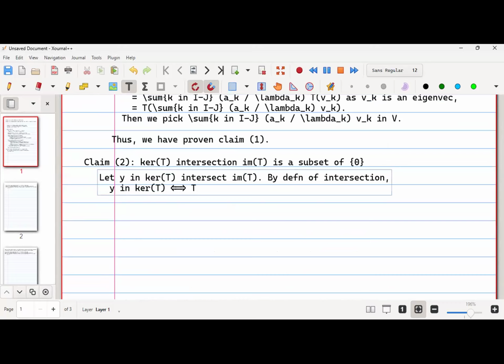This is equivalent to saying Ty is equal to 0. And then y is in the image of T. So this is just equivalent to saying there exists an x in V so that Tx is equal to y.